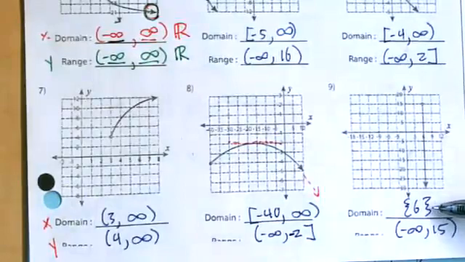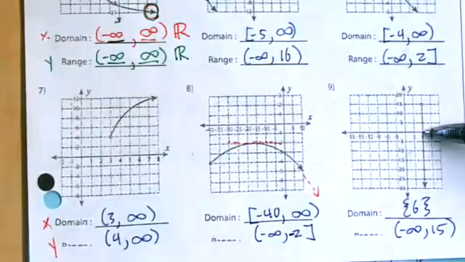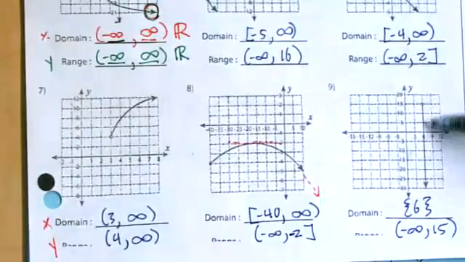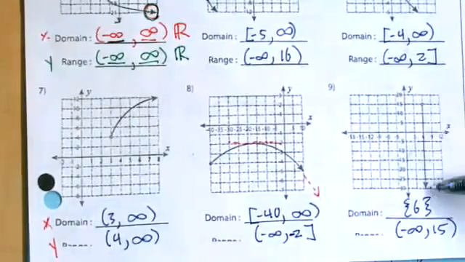Anytime there's a single value, when I talk about the domain for 9, the X values start and end at 6. There's nothing but 6 on this graph. If it's a single value, we put it inside these curly braces like this.